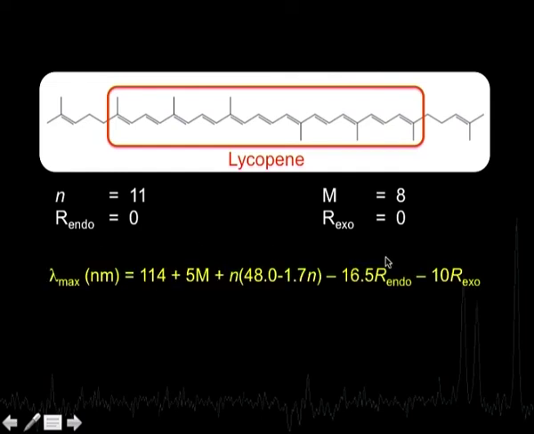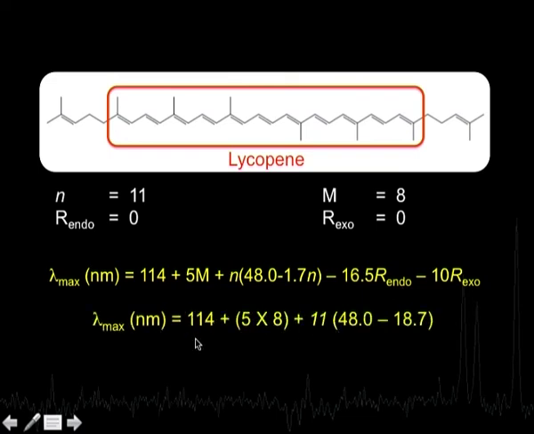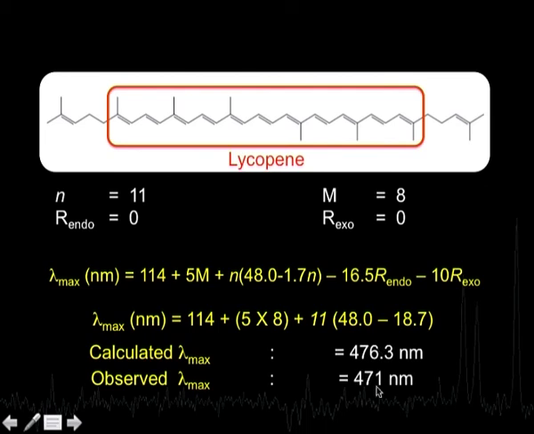Put into the expression here, lambda max will be 114, the base value here, 5 m and all these values over there. Substitute into this. So, we find that m is 8 here, I substitute over there and substitute 11 as the value of n here. If I calculate, I find the value comes out to be 476.3 nanometers, and the observed value happens to be 471. The agreement is reasonably good.